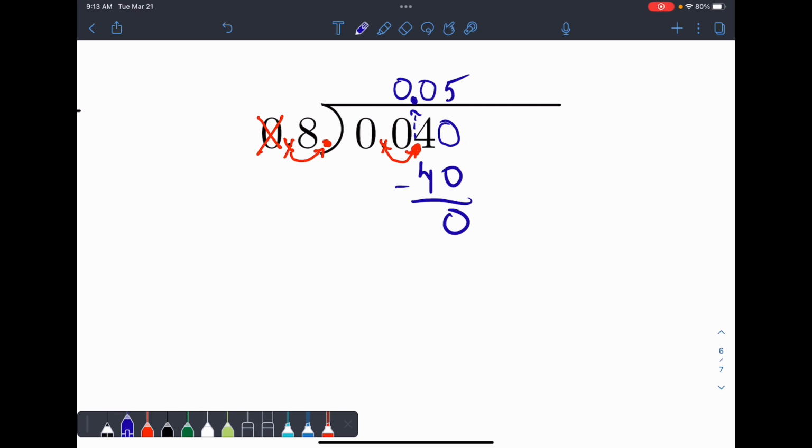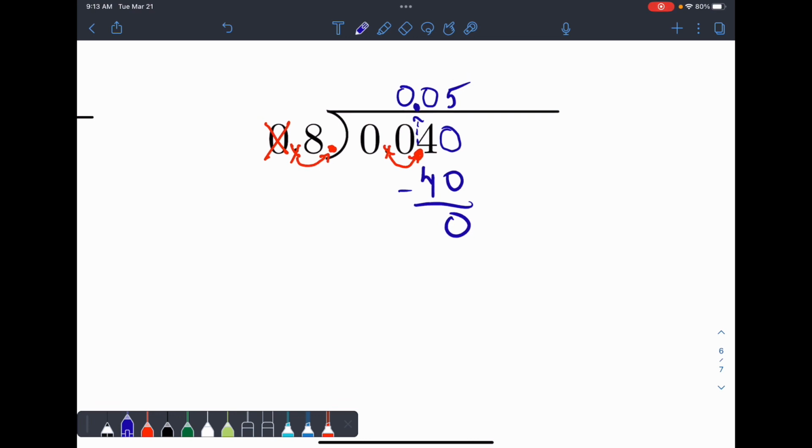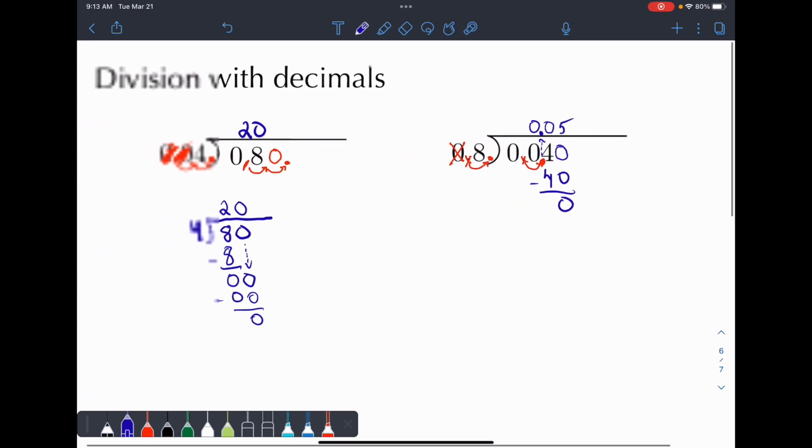0.05. Notice this is a number less than 1, and that's because the dividend is smaller than the divisor, so we should get a number smaller than 1. So let's look at these two questions. They're similar in that they have the same numbers, but we reverse the division, and in one case we get an answer of 20, and in the other we get an answer of 0.05.